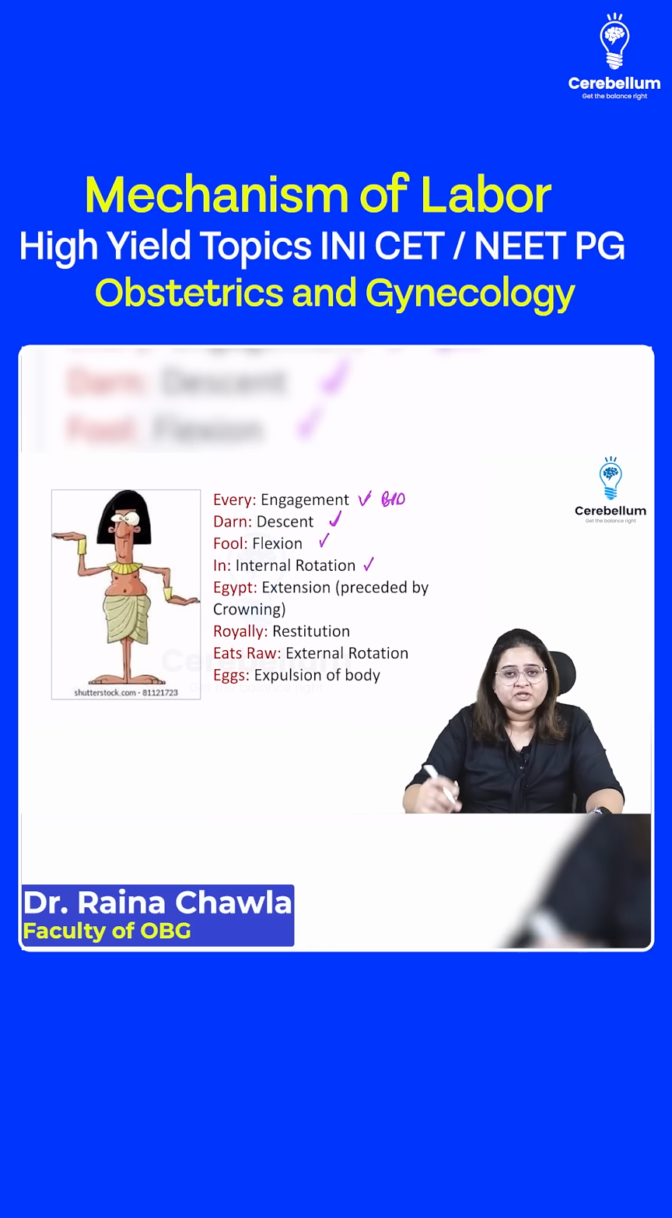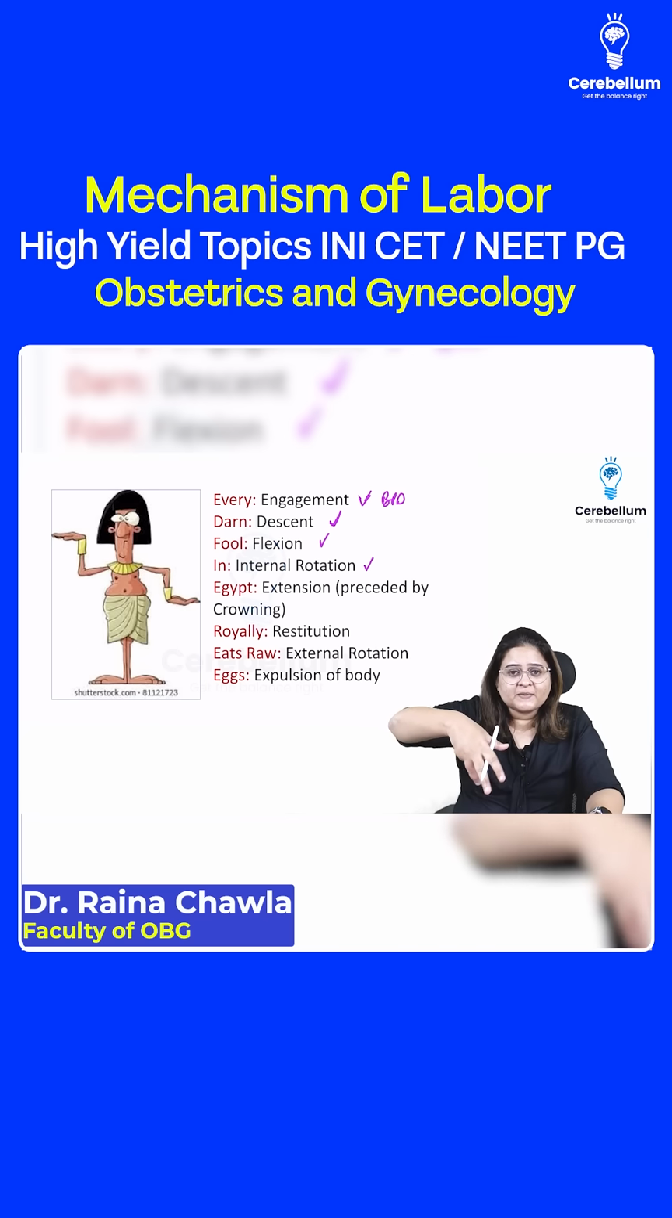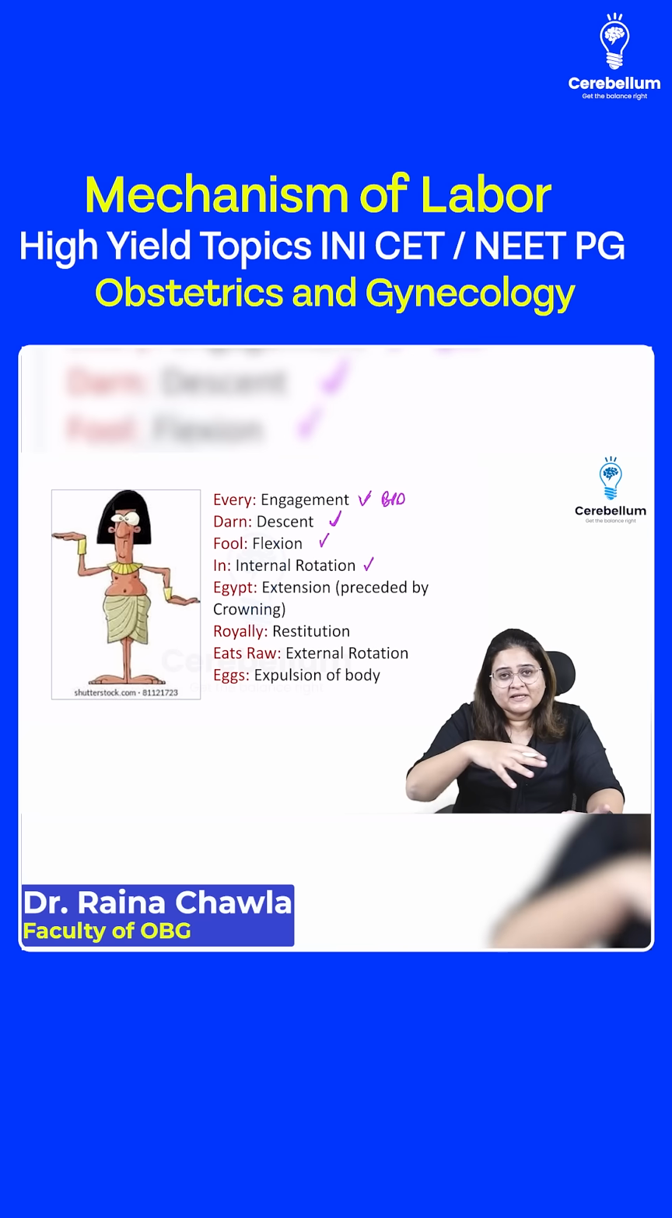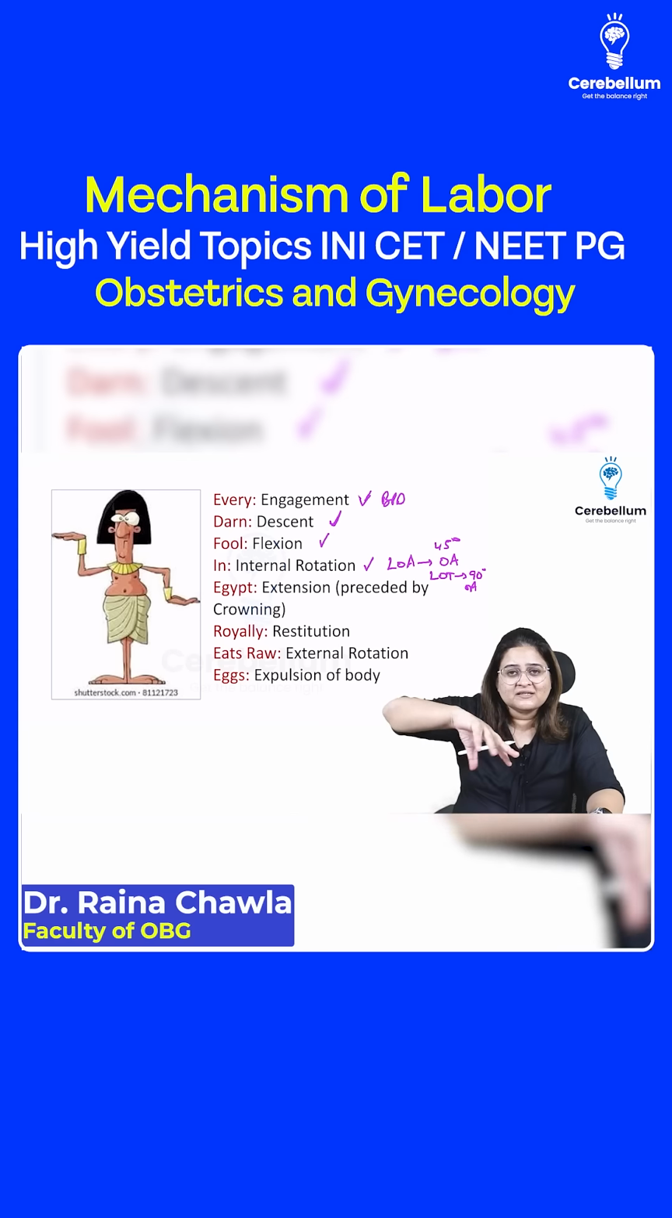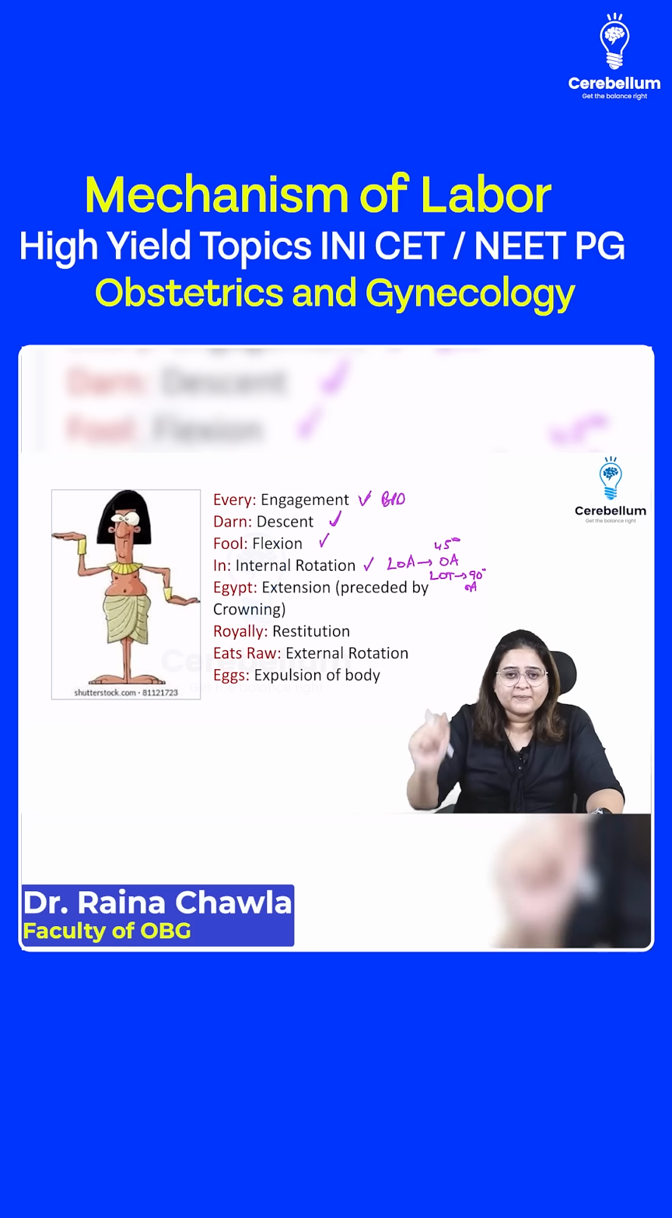Then internal rotation happens at the level of the ischial spine. Okay, and this will be in a direction in such a way that it becomes occipito-anterior. So if it is LOA, it will move by 45 degree to become occipito-anterior. If it is LOT, it will move by 90 degree to become occipito-anterior. So this is the amount of rotation that happens.